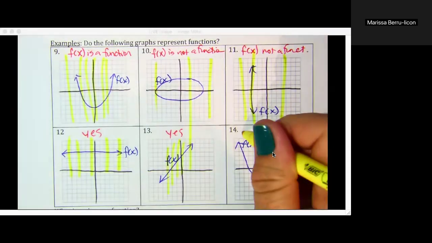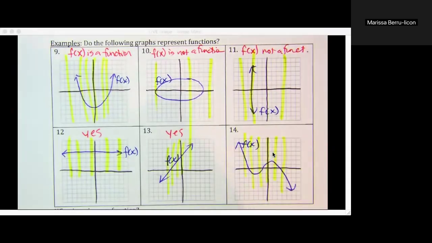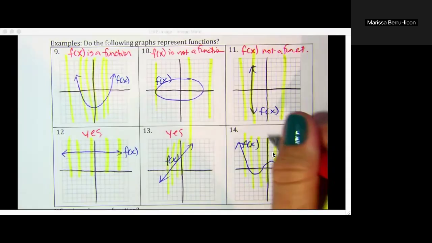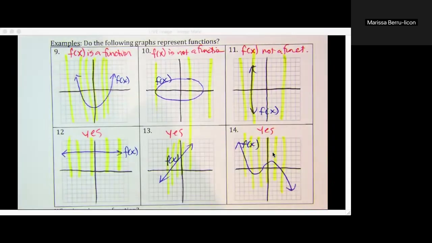And even though this looks like kind of a funky graph, every single vertical line, even where it gets really steep, only hits my graph at one point. So yes, it is a function.